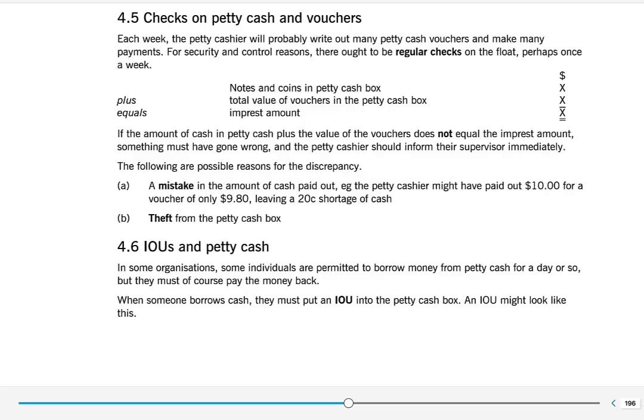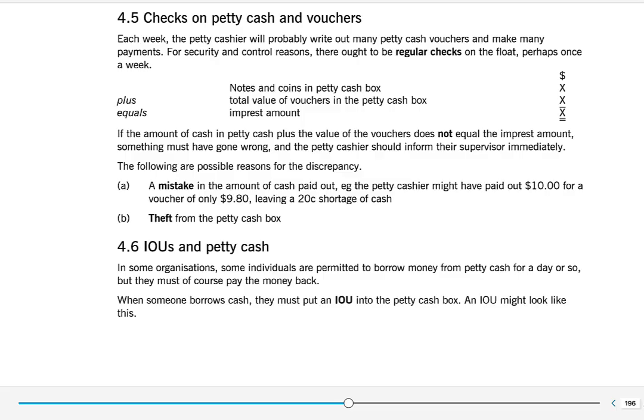Step 2. Add up the vouchers inside the box. These vouchers represent the payments already made. Step 3. Add cash plus vouchers. Now compare your total to the impressed amount. If it matches, you are perfect. If it does not match, there is a discrepancy.